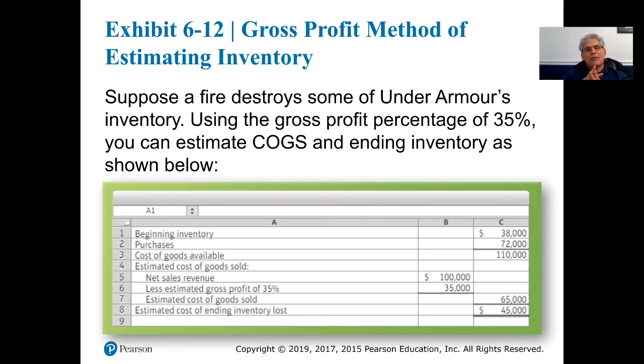So now, based upon that, they can compute what their gross profit should have been given a 35% gross profit margin. Well, if their gross profit should have been 35,000 on 100,000, then we take that away from the 100,000. That means their cost of goods sold should have been $65,000. Therefore, if my goods available for sale was 110,000 and I subtract from that the cost of goods sold, it's an estimate, but then my ending inventory had to be $45,000.